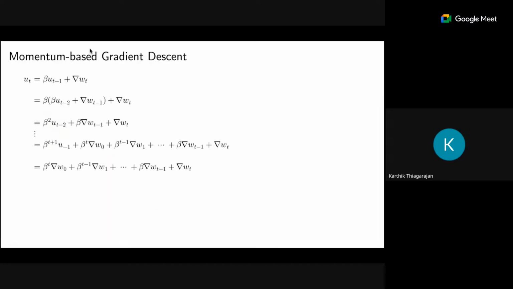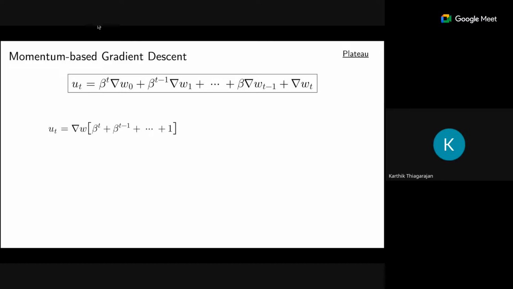Okay, so that's an assumption that you're going to live with. If you make that assumption, then you can take the gradient of W common out of all these expressions, and this becomes a geometric series inside, and you can approximate it as 1 by 1 minus beta if you allow this to run to infinity. So roughly this is the value of ut. Now if you plug this into your momentum update rule, remember that Wt plus 1 is Wt minus eta times ut. So it's eta times 1 by 1 minus beta times gradient W. That's what you get.